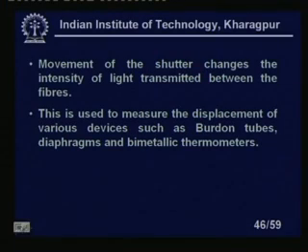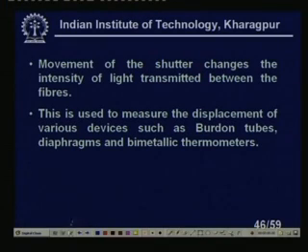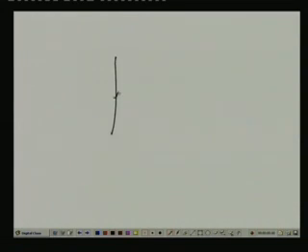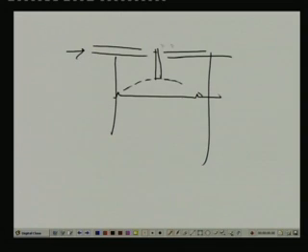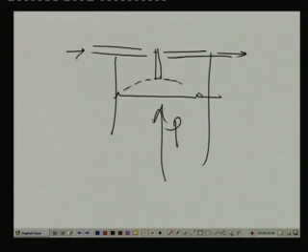Diaphragm, what will happen, we know that very easily. Now we have a diaphragm. So, if the pressure increases in the stretched diaphragm, it moves like this. So, if I now include a shutter here, and lights are coming in and light out, then the position of the shutter will modulate the intensity of light. So, this intensity of light can be calibrated in terms of pressure, because here I am giving the pressure. So, the diaphragm will bend like this one, is it not?